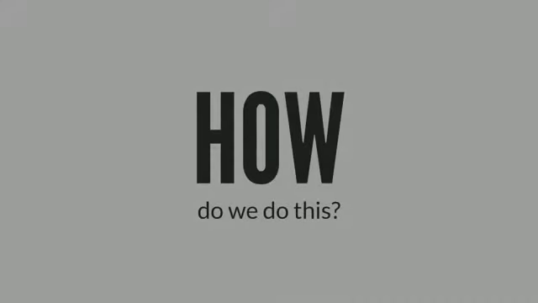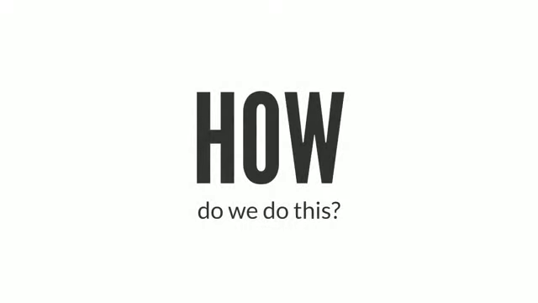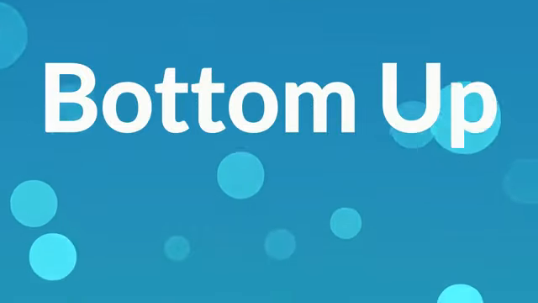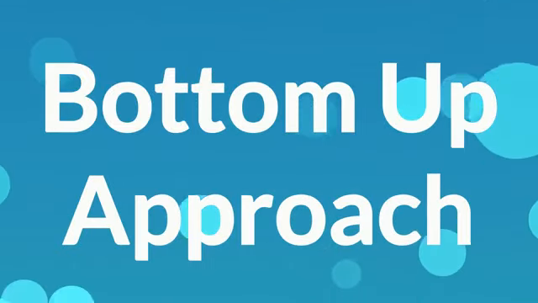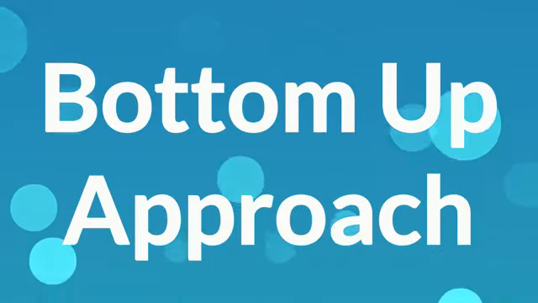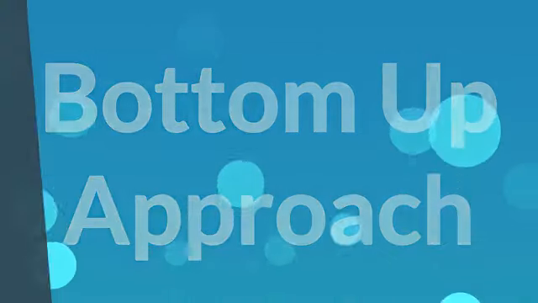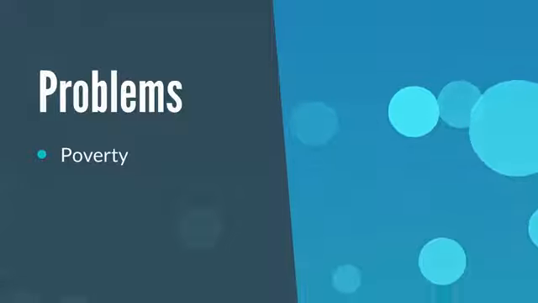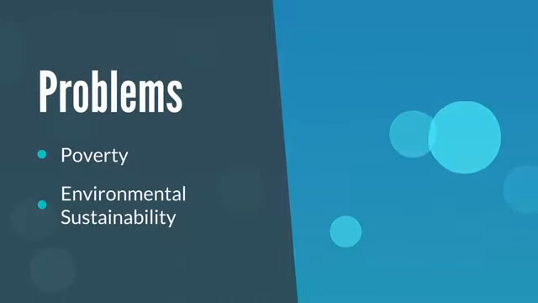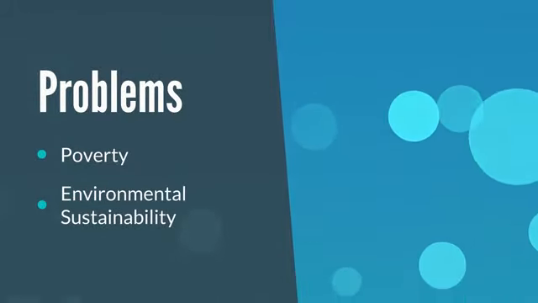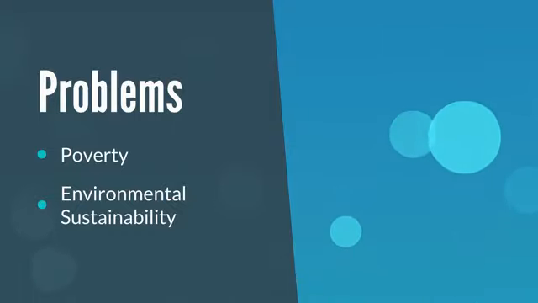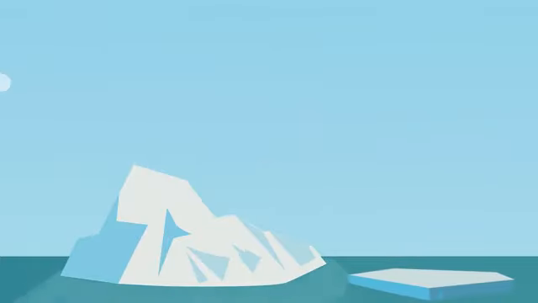In order to make sense of such a complex situation, the best place to start is right at the root of the problem. This is what we call the bottom-up approach. As we shall see during this course, the bottom-up approach helps us understand the seemingly intractable problems of poverty and environmental sustainability more comprehensively. To understand this approach better, let us visualize an iceberg.